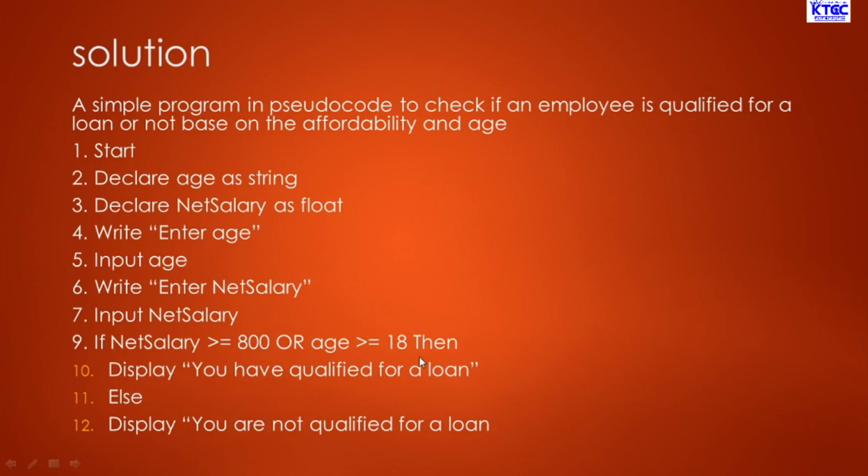So either the age or this. If you meet any of these requirements, you are good to go. If you meet both, you are good to go. But if both are false, which means your net salary is less than 800 and you are less than 18 years, it means both conditions are false. So for that matter, you are disqualified for a loan. So that is that.